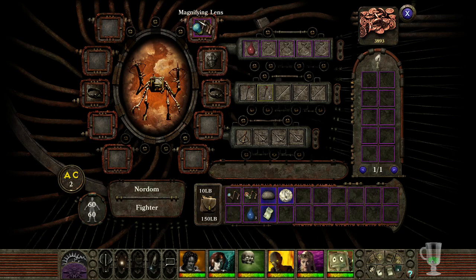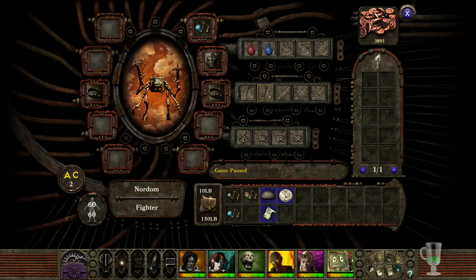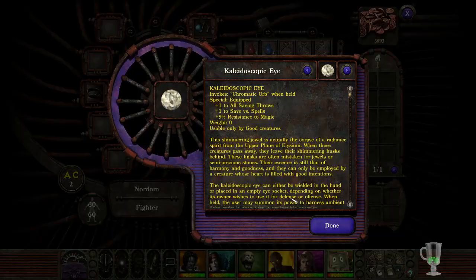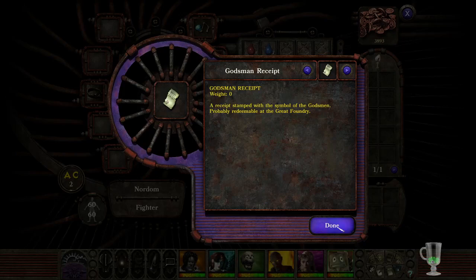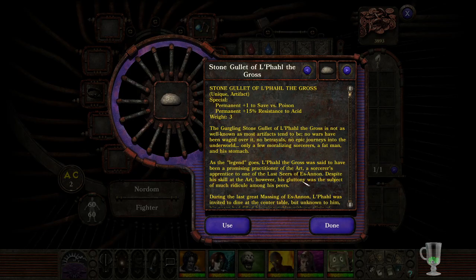Magnifying. I think, therefore I am. That was funny. Stone Gullet of Lafalil the Gross. Special and permanent +1 to save, +15 to resistance to acid.